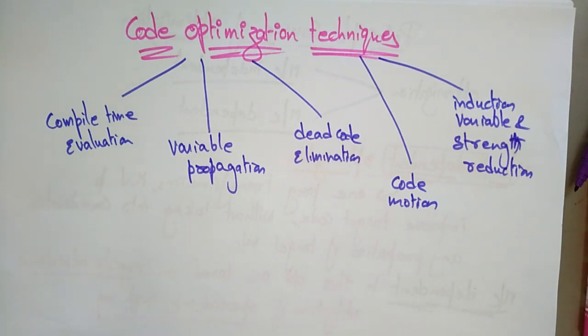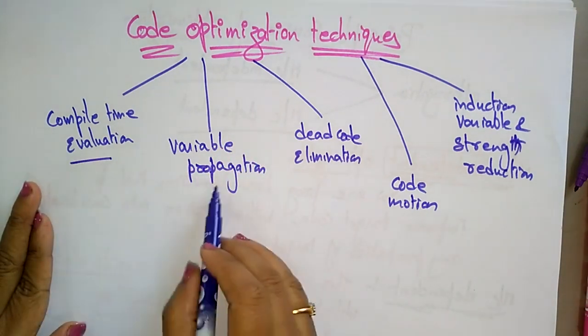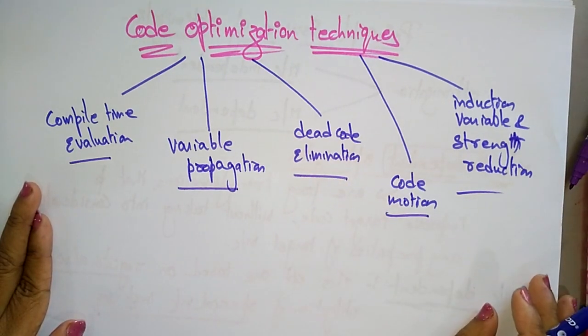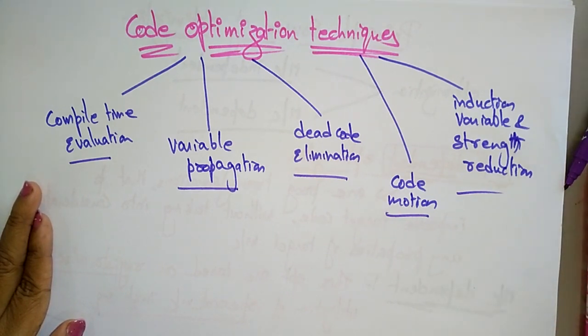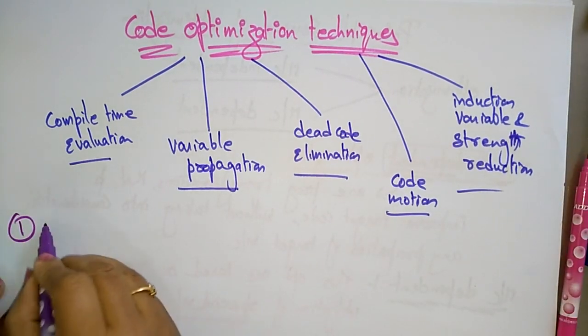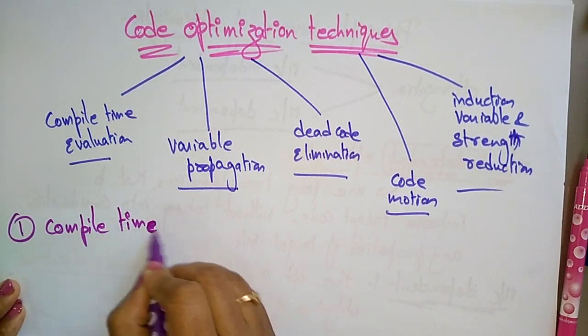If you want to optimize the code by taking the front end with the help of the intermediate code, whatever source code you are taking, that intermediate code is converted into the code generation. The code optimization can follow the compile time evaluation, variable propagation, dead code elimination, code motion, induction variable and strength reduction. Okay, so now let's see one by one. Let's take each technique one by one. The first technique is compile time evaluation.